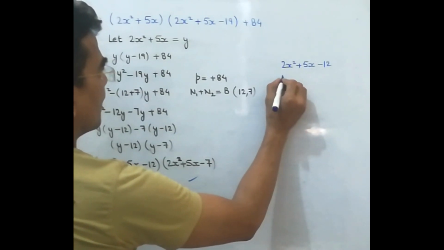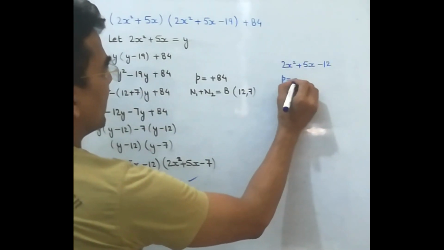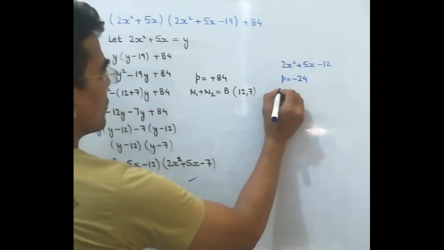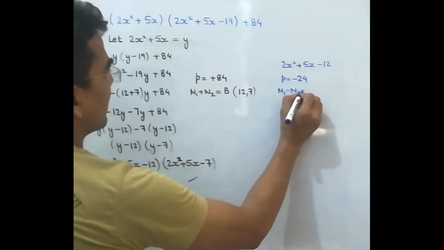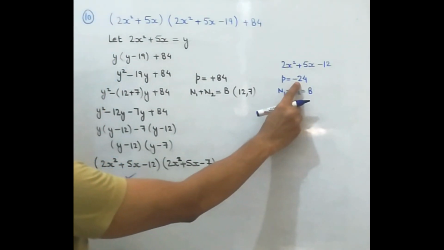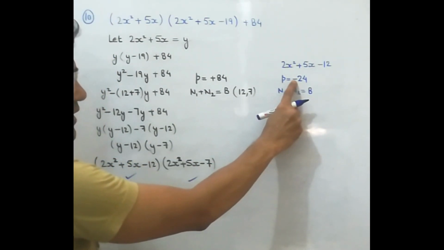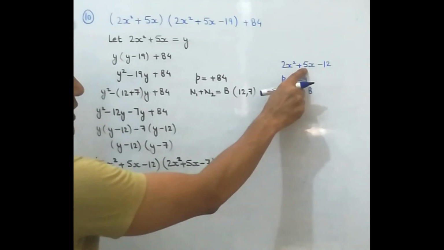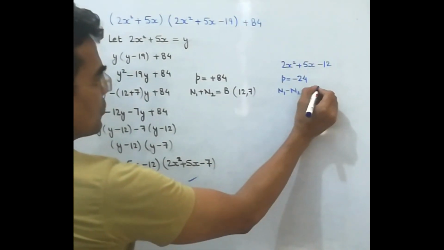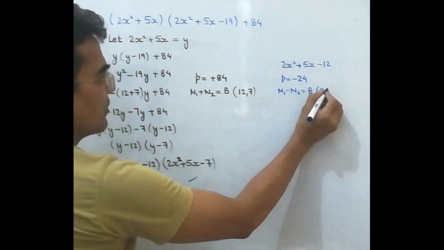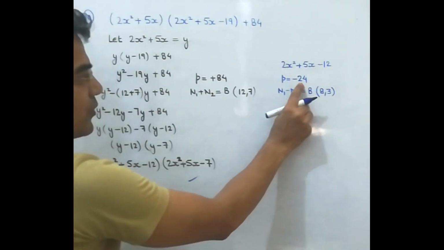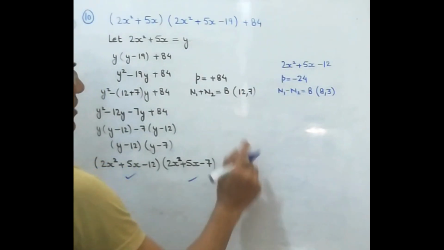Now here the product required is minus 24. So what will be the two numbers such that their product is 24, and as the product is negative, their difference should be equal to 5? So which two numbers will give 24 and 5? We can take the two numbers 8 and 3. Product will be 24 and their difference will be 5.